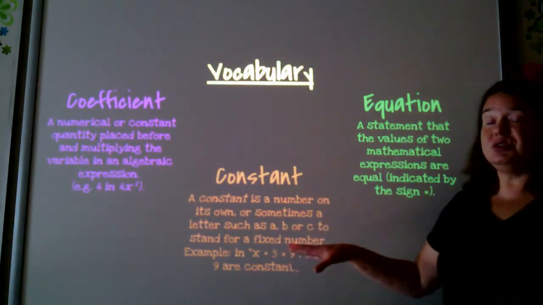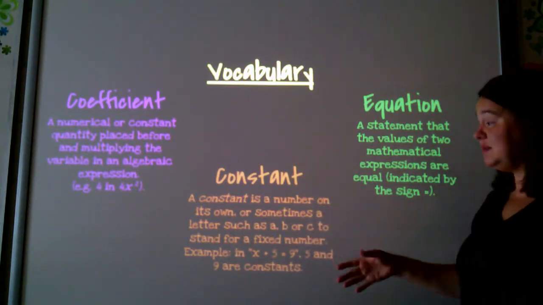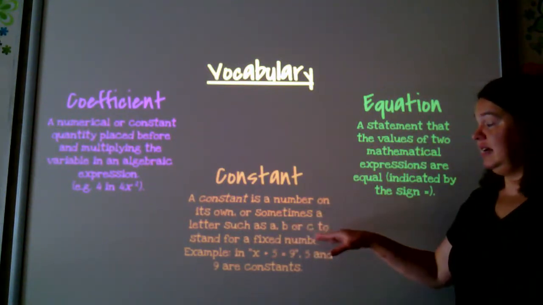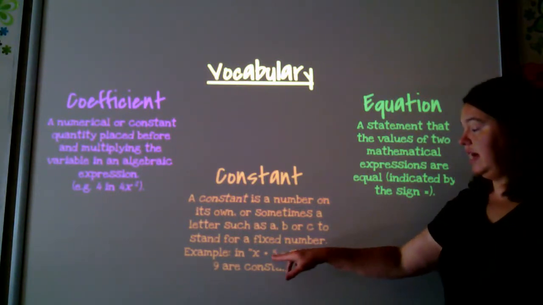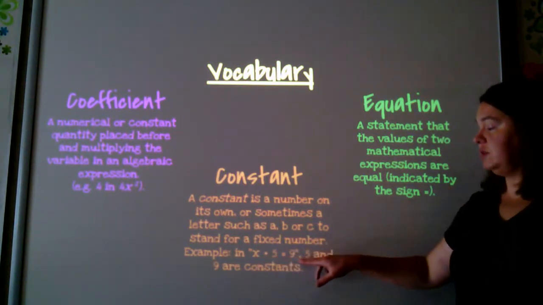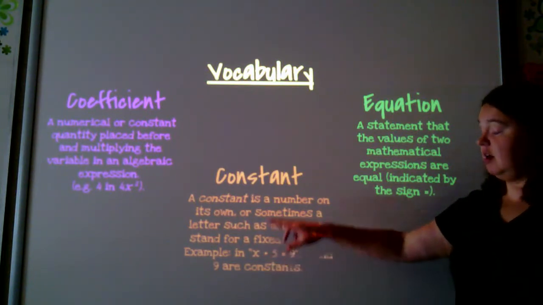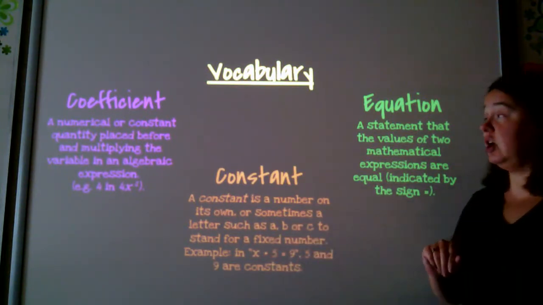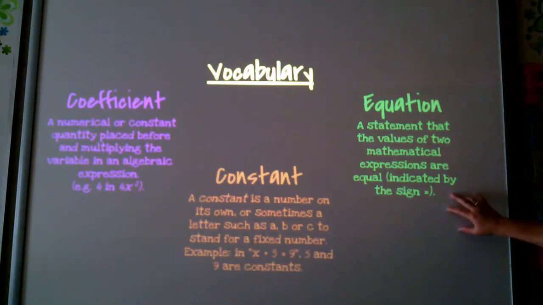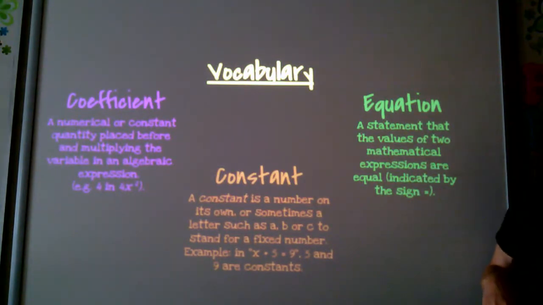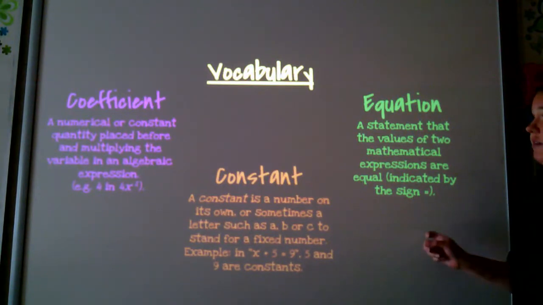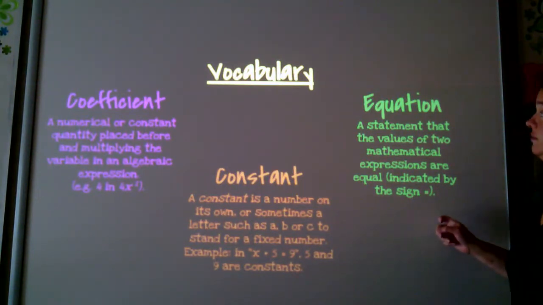A constant is usually just a number. Sometimes it is given a variable value, but most of the time you're just looking at, like, in this case, x plus 5 equals 9. 5 is just a number, so it's a constant. 9 is just a number, it's a constant. An equation is a statement of values and mathematical expressions that are equal. You're going to know it's an equation because it has an equal sign. If it doesn't have an equal sign, it's probably an expression.